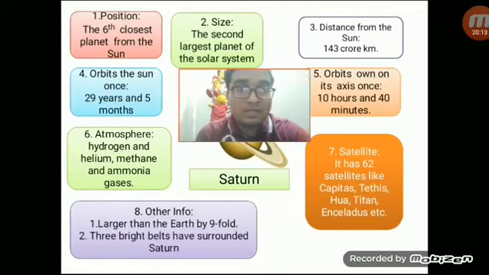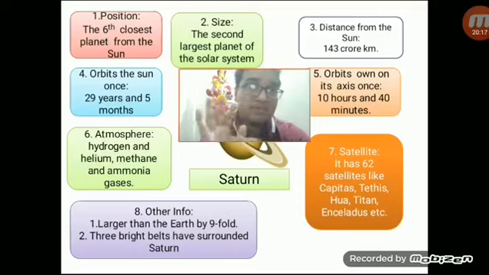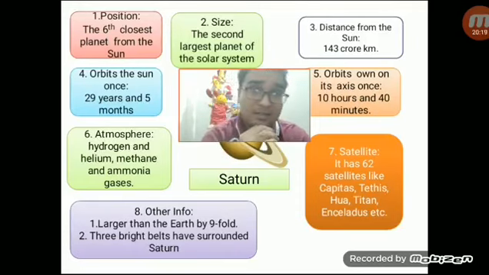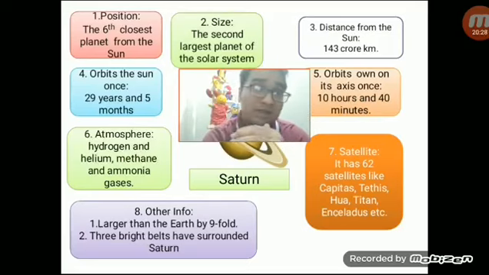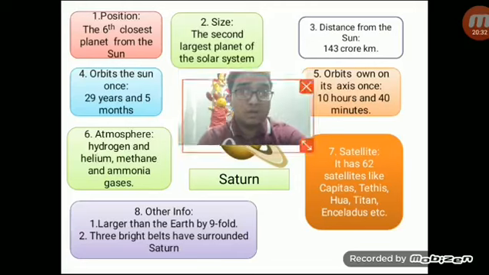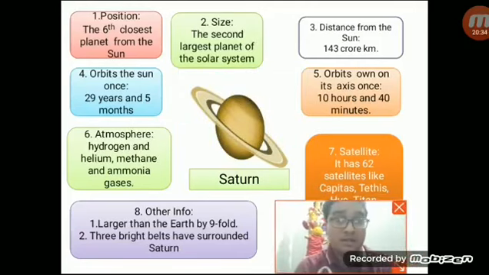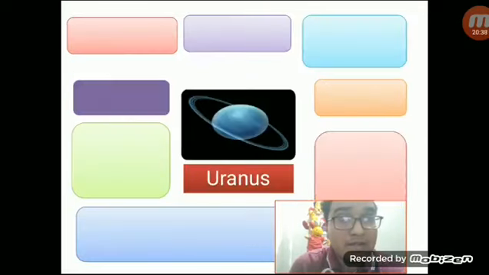Then other information. Okay, so this planet, that means the planet Saturn, is ninefold bigger than the Earth, and this planet is surrounded by three bright belts. Okay, so that's all about the planet Saturn. So dear students, now I'm going to talk about the planet Uranus.